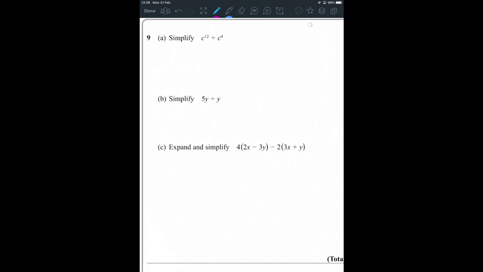Our algebra / indices question. Dividing, we subtract the powers. 5y divided by y. You can imagine there's little hidden powers of 1 on both of these, or write it as a fraction and the y's just cancel. Expand and simplify. 4 lots of each of those things, and then minus 2 lots of each of those. Notice that there is that minus 1 in front of the y because it was minus 2 lots of. Collecting like terms, again being careful with the negative y's. 2x minus 14y.